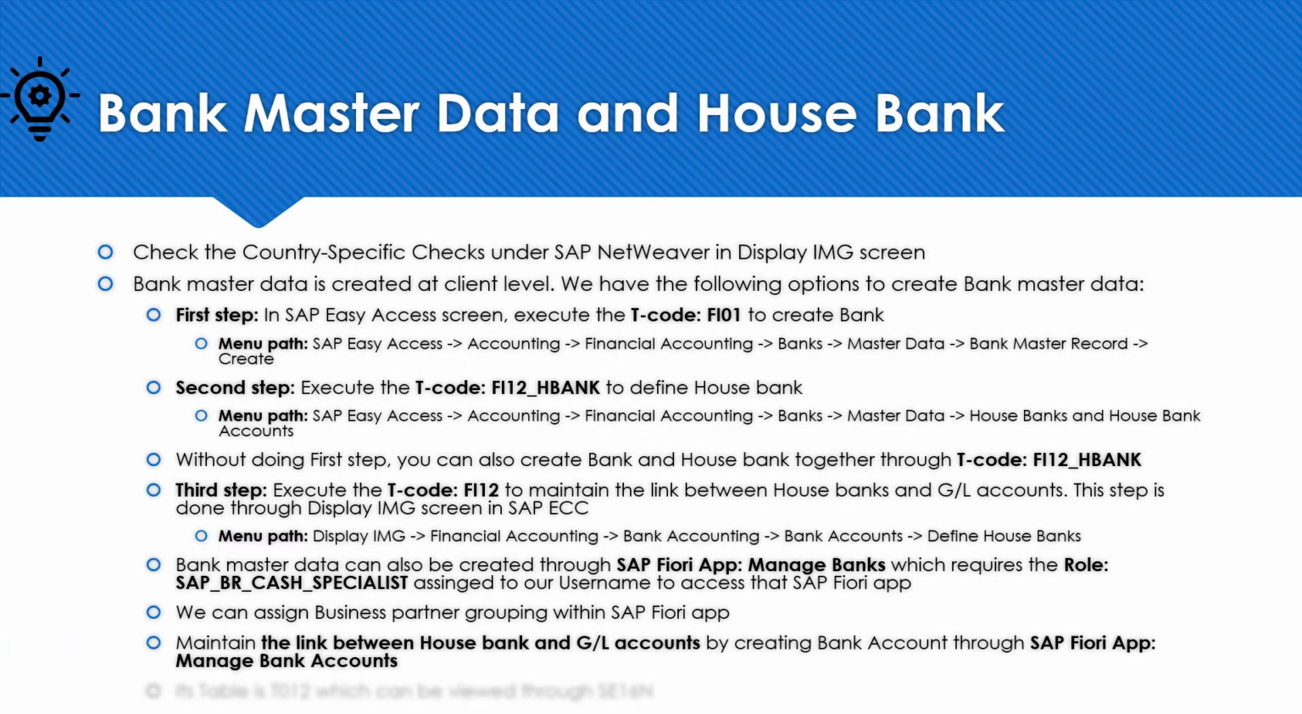You can maintain the link between house bank and GL accounts by creating bank account through SAP Fiori app Manage Bank Accounts. So once you create the GL account and house bank, then you have to maintain a link between both of them. And that's what you can do through SAP Fiori app Manage Bank Accounts. Its table is T012, which you can view through the transaction code SE16N. And this will display the list of all the house banks which you will create for your company code.